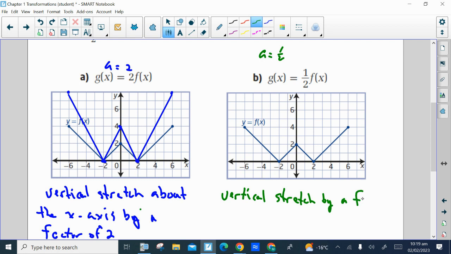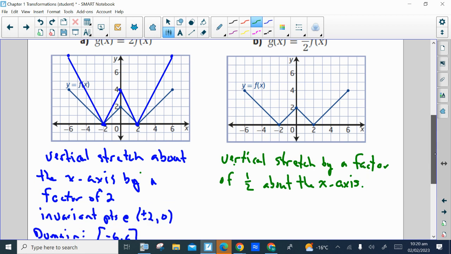By a factor of 1/2 about the x-axis. And so you can see it doesn't matter whether you say about the x-axis first and the stretch factor second, or vice versa. It means the same thing.